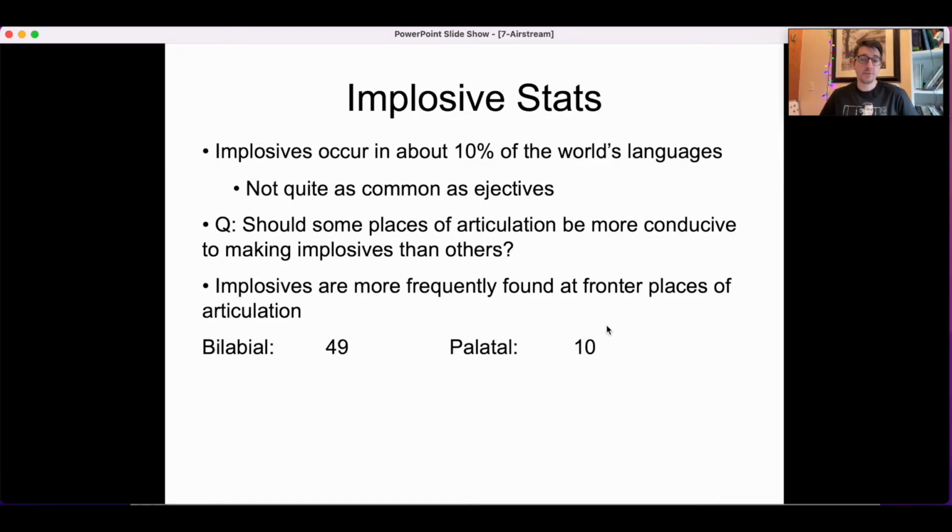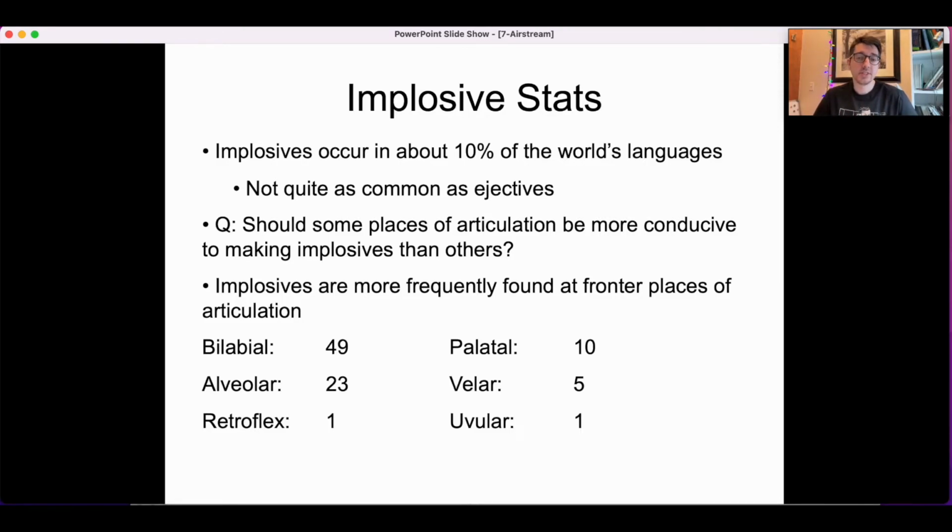Implosives are more frequently found at frontal places of articulation. As we said, bilabials have them. Many languages have bilabial implosives. Only one language has retroflex and uvular, and 5 languages have velar, 10 palatal, and 23 alveolar. But why is that so? Why are they found at frontal places of articulation, unlike ejectives?